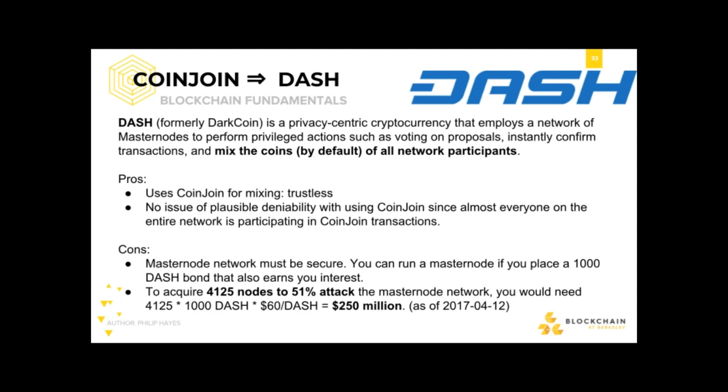Of course, you have some cons, which rely on, you have to trust the validators or the people who are running the Dash network, and those are called masternodes. And if you don't trust these masternodes, you're not going to trust the mixing they do, and you're going to kind of hope that they're not colluding with each other. But that's very minimal of a con compared to all the others that we saw earlier.